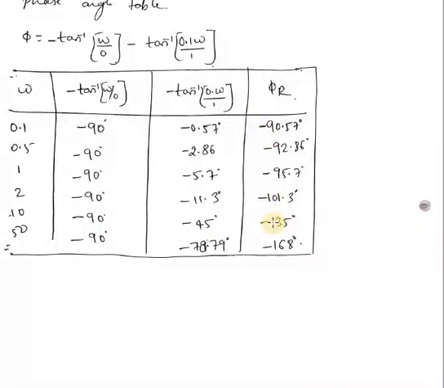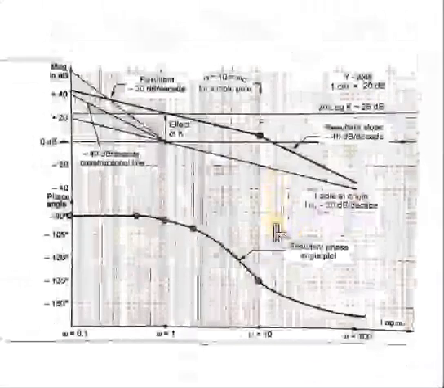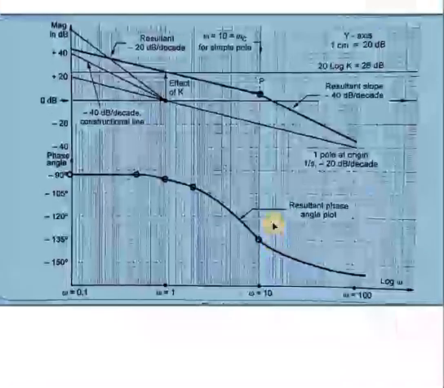After construction of this phase angle table, we will go for the construction of the Bode plot on semi-log graph sheets. So this is the construction of that given problem.